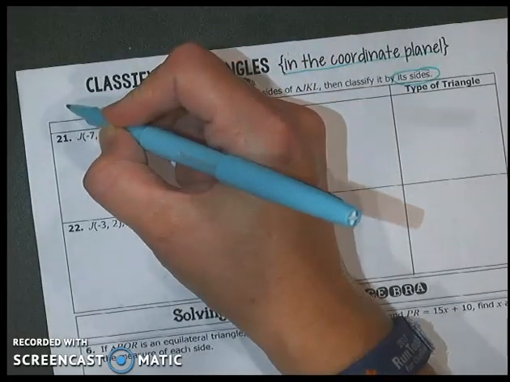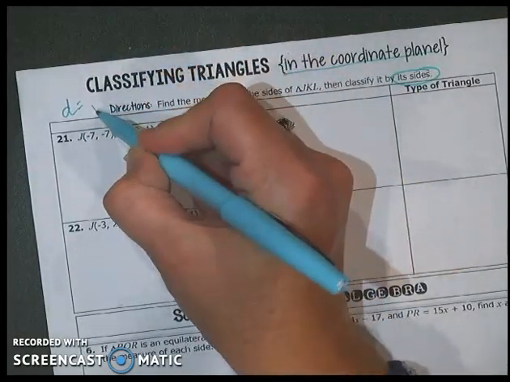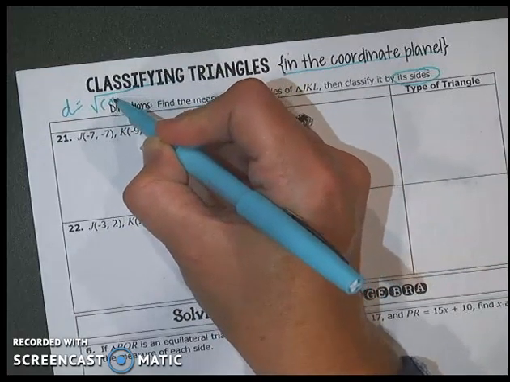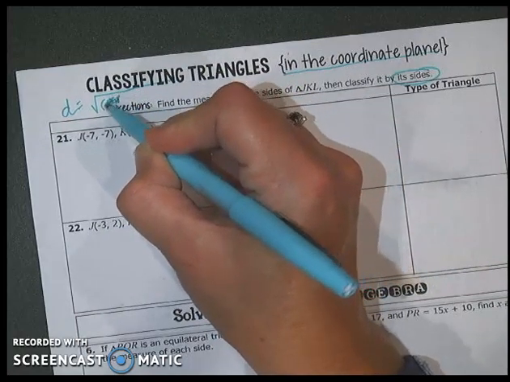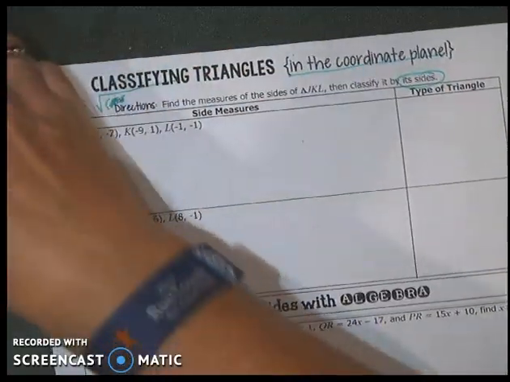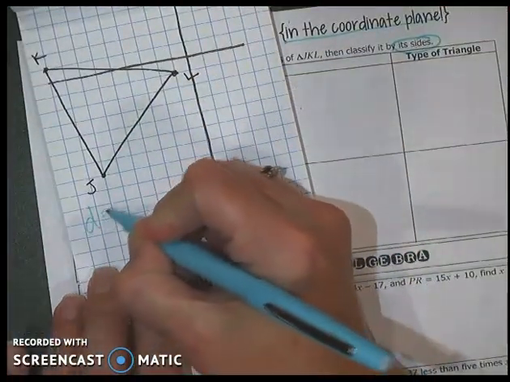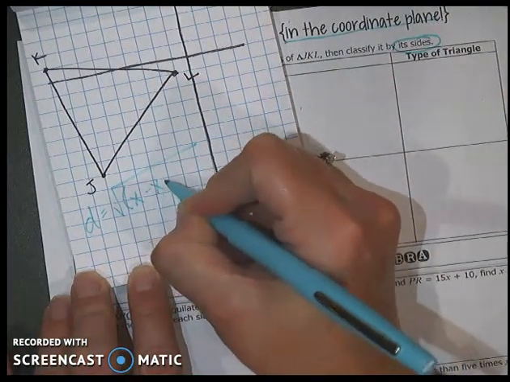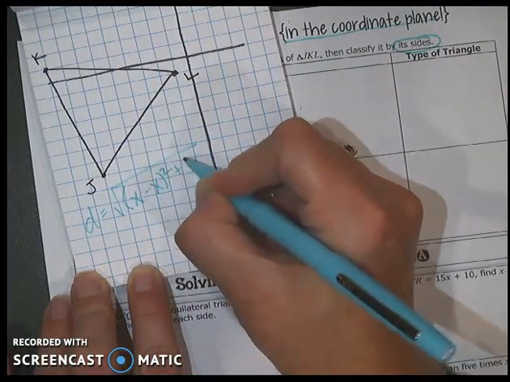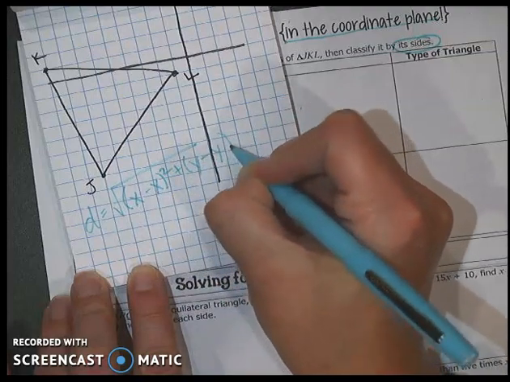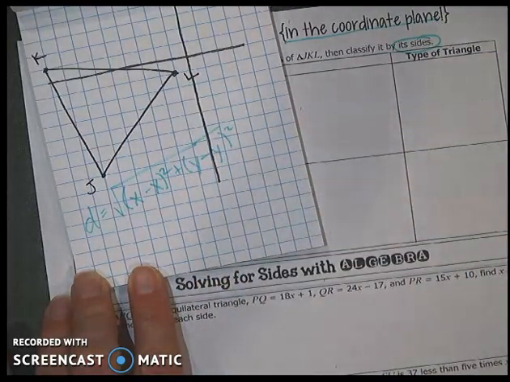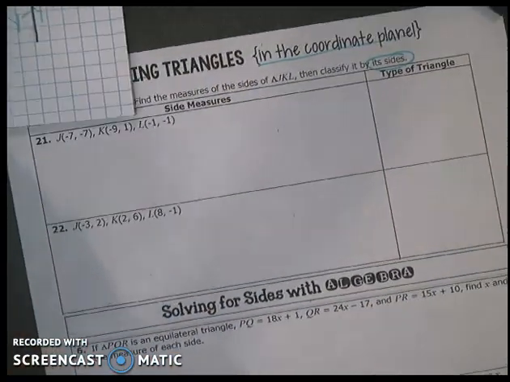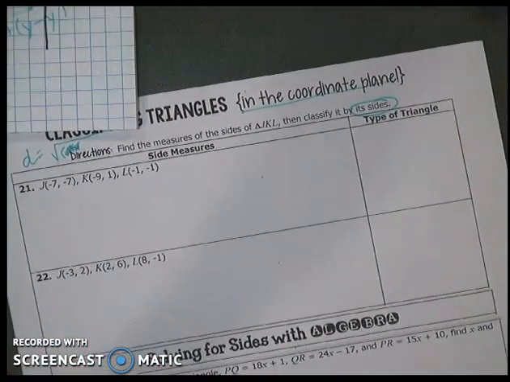Remember, the distance formula is D equals the square root of (x minus x) squared plus (y minus y) squared. I'm going to write it on here for you. So that's what we're going to use. I'm going to go ahead and pause it while you set those up. Come back and check them as you set them up.